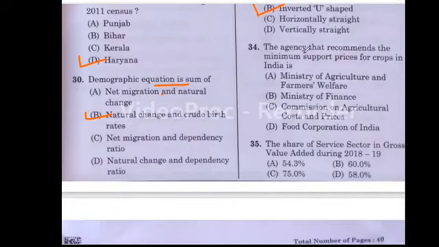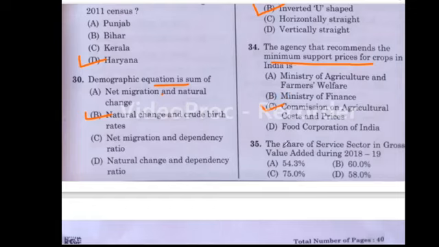Question number 34. The agency that recommends the minimum support prices for crops in India is option A, Ministry of Agriculture and Farmers Welfare. Option B, Ministry of Finance. Option C, Commission on Agricultural Costs and Prices, CACP. Option D, Food Corporation of India. Yes, the agency that recommends the minimum support price is CACP, the Commission on Agricultural Costs and Prices.